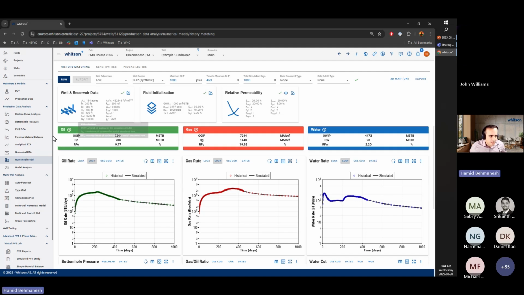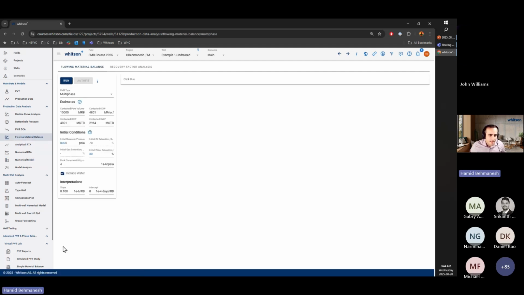Now, please go ahead to the fluid material balance, and simply click on run. Let's see what information we get from here. It converts contacted pore volume to contacted OOIP, original oil and water in place. There are some initial conditions, which is basically what I inputted in the PVT section: 8,000, initial water saturation 30%. We're going to talk about this later in the course as well.